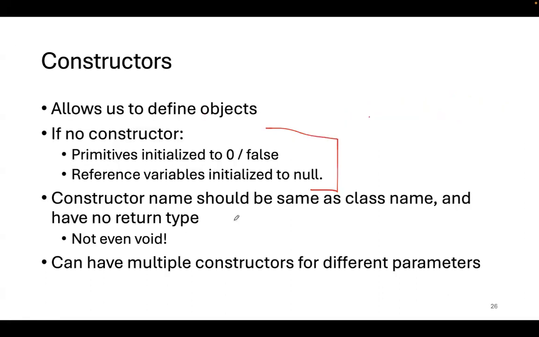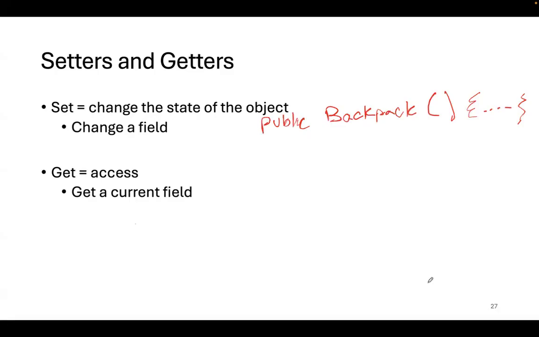Okay, what other simple questions? Can I have multiple constructors for different parameters? So like, let's say this is if I want an empty backpack, or if I want to add something in, I can have a parameter in order to set up that backpack, to create it with something already inside.